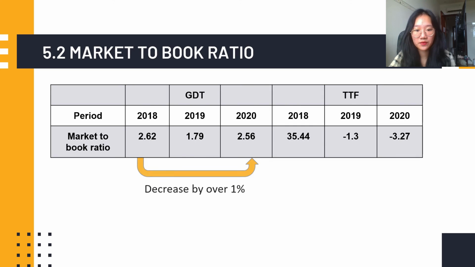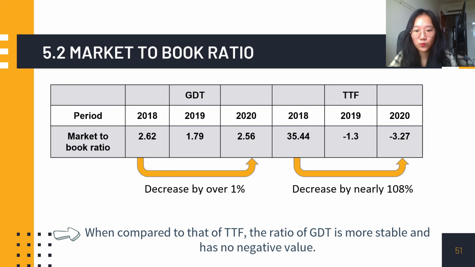Next one is the market to book ratio. Despite some variation over the period, GDT's market to book ratio has a minimal decrease of only 0.06 over 3 years. However, when we compare to TTF, the ratio of GDT is more stable and has no negative value. Moreover, the market-to-book value of GDT is higher than 1. This might indicate that the company is trading the stock price for less than the value of the company assets.